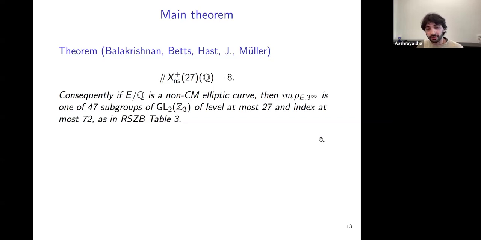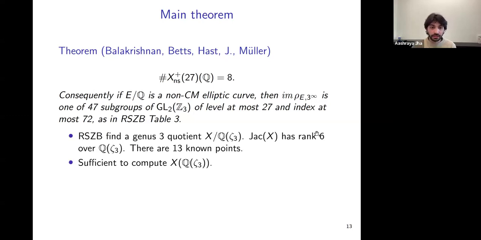Okay, so how do we do this? How did we manage to figure out that these were the only points? In their paper, Rouse and Zureick-Brown determine a genus 3 quotient over Q(zeta_3). So here's where number fields come in. And the Jacobian has Mordell-Weil rank 6 over Q(zeta_3), and they determine 13 points. Because we have this map between X non-split plus 27 and X, we can just pull back points. So it's sufficient to compute the Q(zeta_3) points of X.